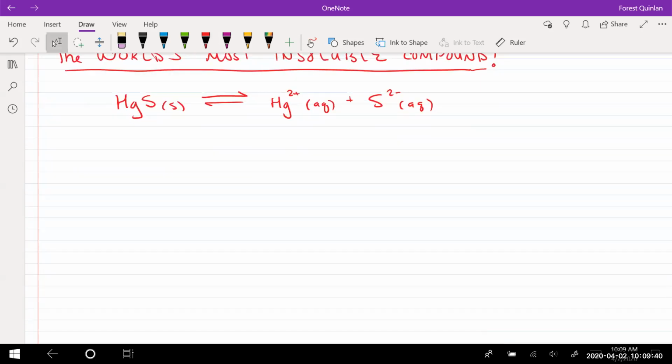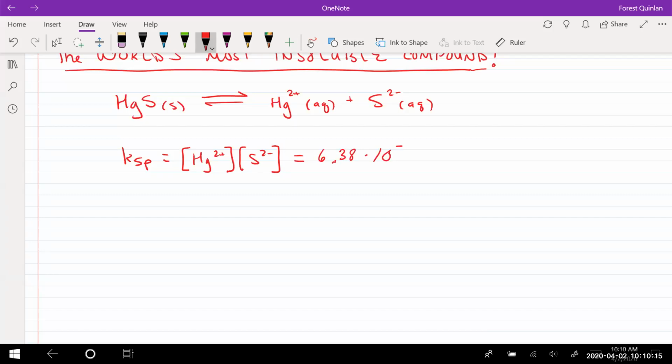Now, if we were to write the Ksp for this, the Ksp would be equal to the concentration of mercury 2 plus and the concentration of sulfide. This happens to have a Ksp with a wonderful, glorious value. In fact, this is how awesome it is: 6.38 times 10 to the negative.